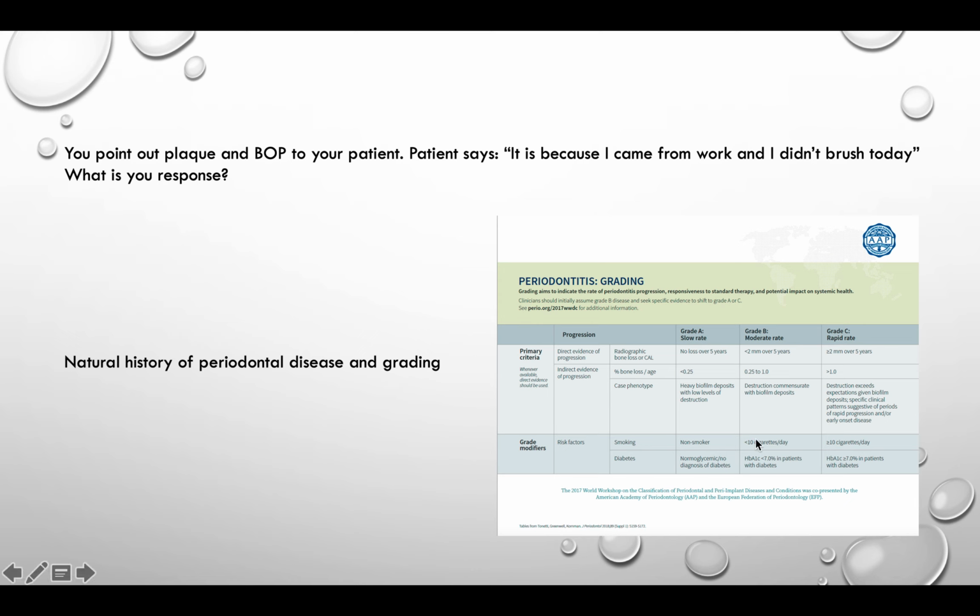So when you look at this grading, you have grade A, slow rate, moderate rate, rapid rate. And then you have bone loss, then you have plaque deposit correlating to this grading. I want you, in just one or two sentences, to look at the primary criteria of progression of the disease in the grading that we use nowadays and compare it to the natural history of periodontal disease.